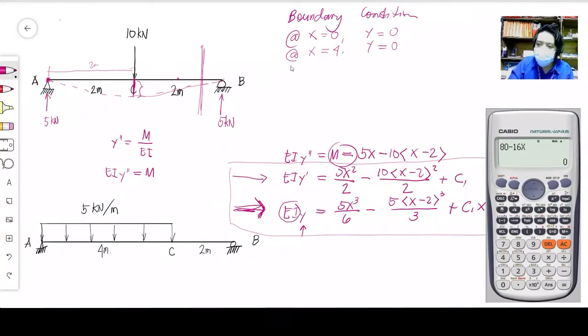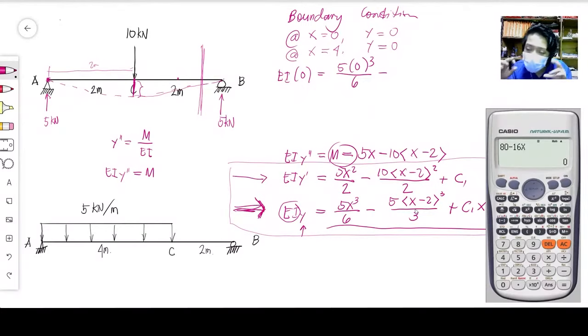We will use this equation. So at x is equal to 0, your y is 0. EI y is 0. So this is 5, x is 0. Okay, I'm using this equation. 6 minus, we will disregard this because when x is 0, 0 minus 2 is negative 2. We disregard a term if the value within that bracket is less than 0. It is negative, so I disregard this term.